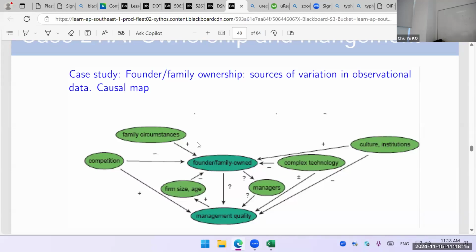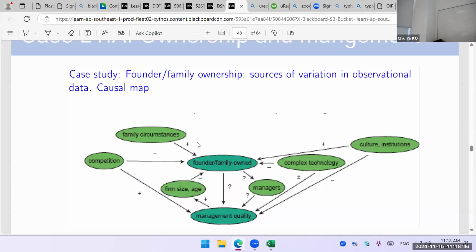Also, the culture and institutions affect both whether a firm is family owned and its management quality. Because of the culture, the family should help each other and be loyal to your family, so hardworking. This one affects both. And also competition: if competition is very intense, it's unlikely that this will be good. But it also affects management quality, okay?